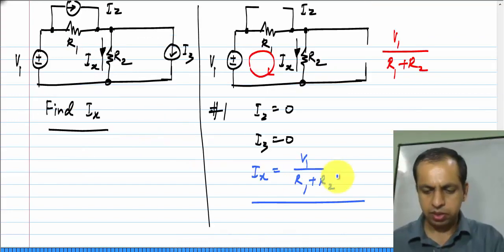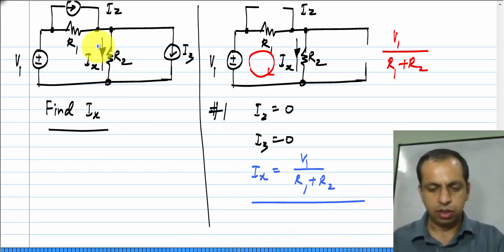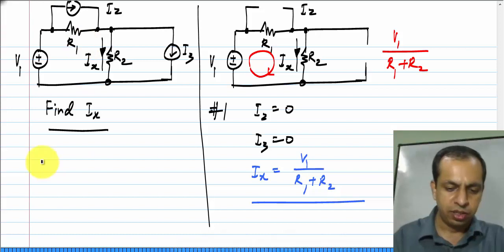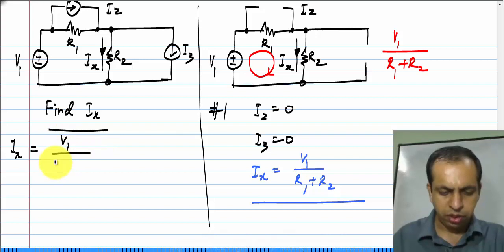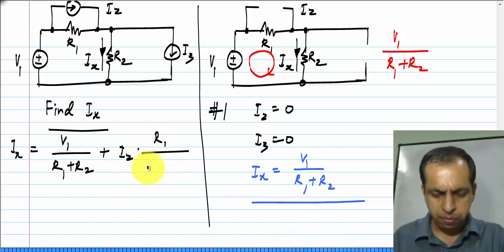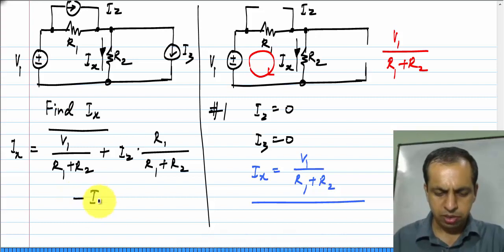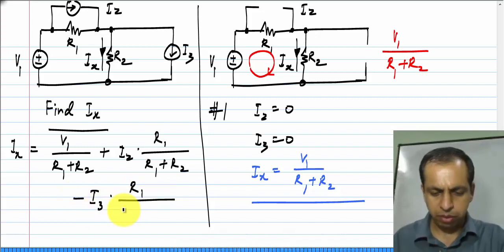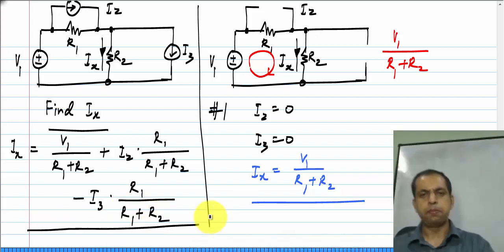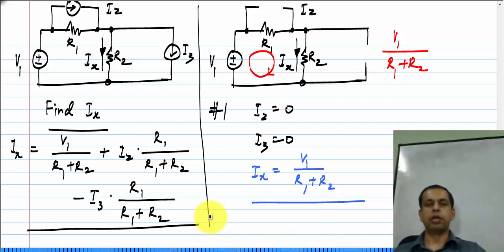So, we have the results from the 3 steps, which we sum together to find the total current Ix, and that is given by Ix is V1 divided by R1 plus R2 plus I2 times R1 by R1 plus R2 minus I3 times R1 by R1 plus R2. Okay. So, this is how you use superposition to analyze circuits with multiple independent sources.